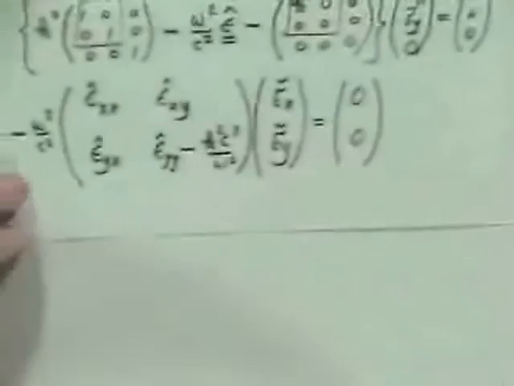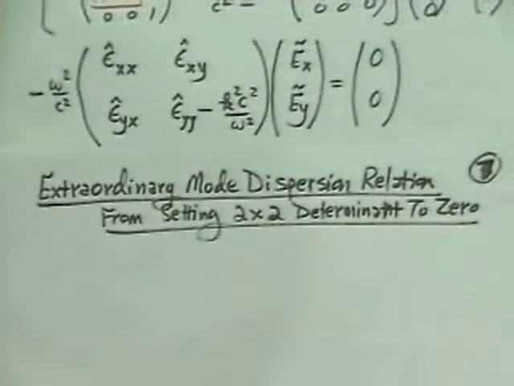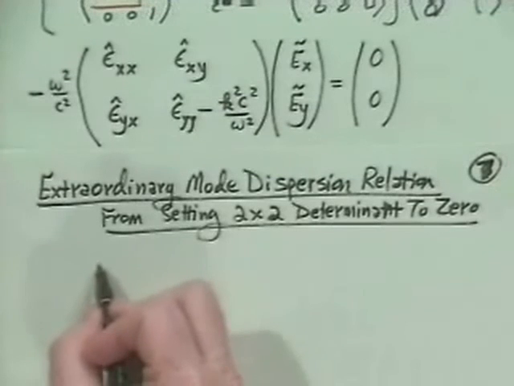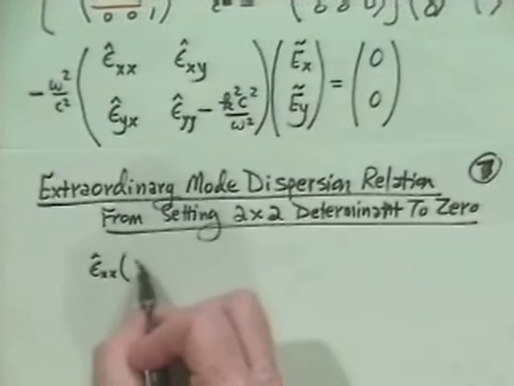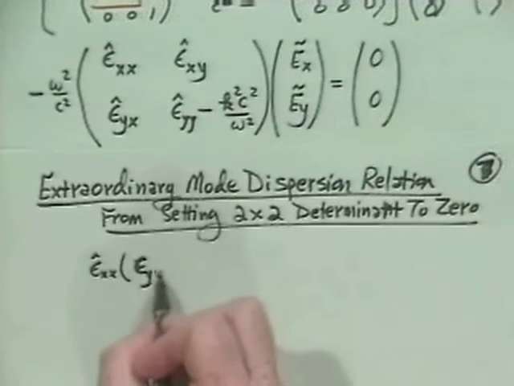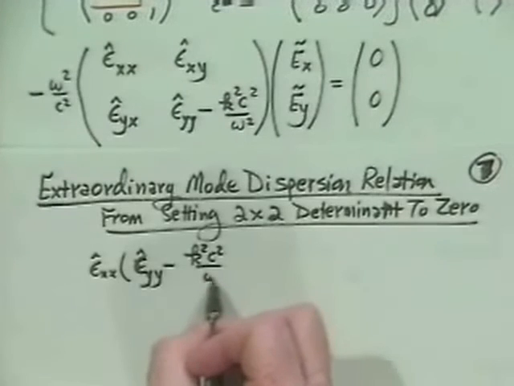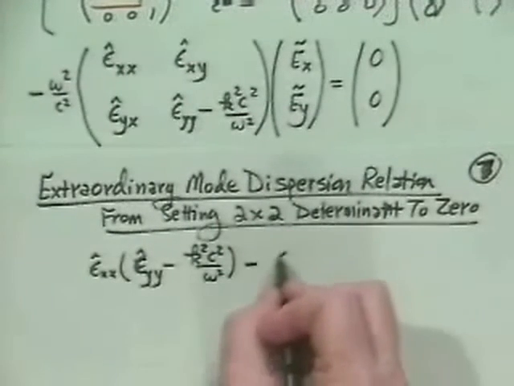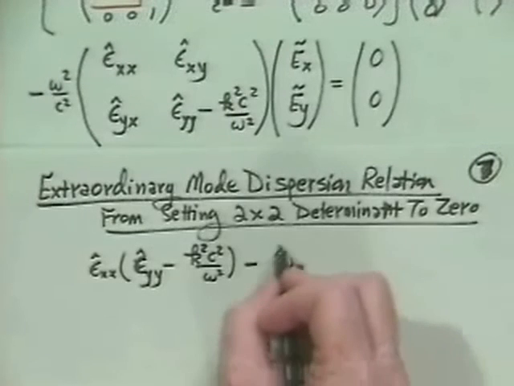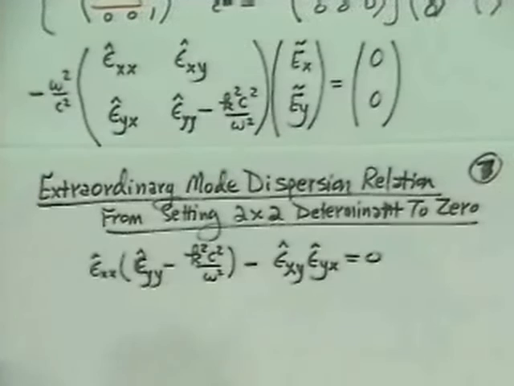And this was that 2x2 determinant. So what you end up with then is, let's say, epsilon xx times epsilon yy minus k squared c squared over omega squared. So that's the diagonal. And then minus epsilon xy epsilon yx equals 0.